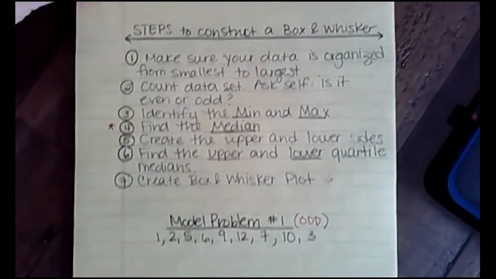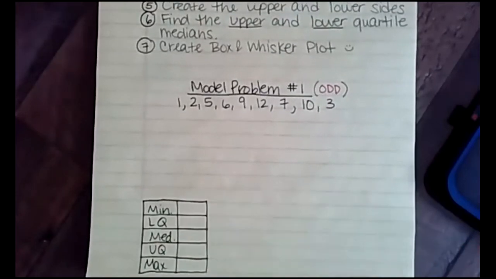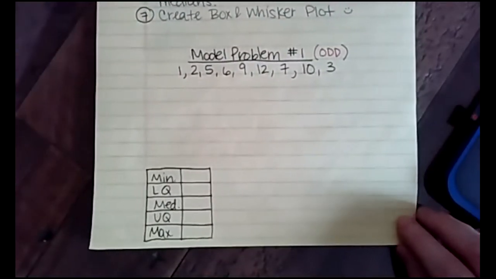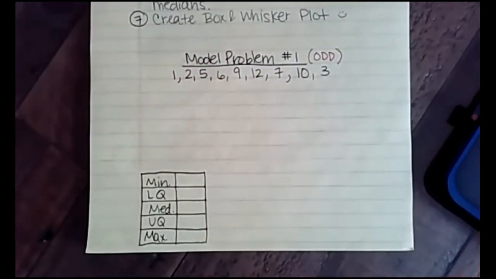Now, step 4 is the important step because that is a step that kind of changes between an odd and an even data set. Now I went right ahead and I pre-plugged in my model problem number 1 right there, okay? So model problem number 1 is an odd data set.